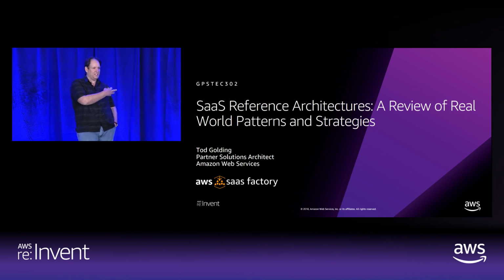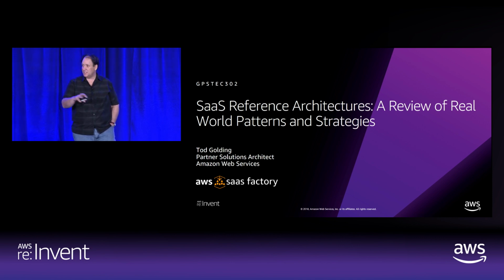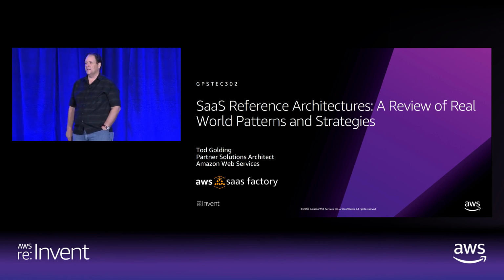My name's Todd Golding, as the slide says, and I'm a partner solutions architect at AWS, and I'm part of this team that is labeled the SaaS Factory team. And essentially that team, we're working with partners who are building and delivering solutions on AWS.